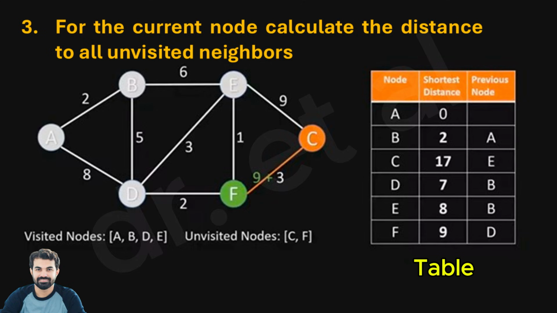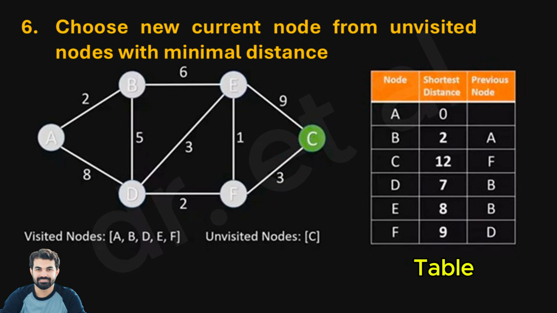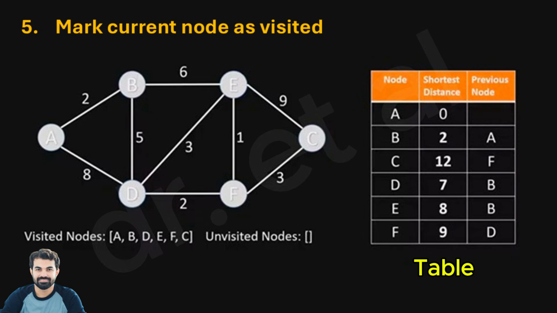If we go through node F, we get a distance of 12 from A to C, which is 9 plus 3. Since 12 is less than the current distance of 17, we update the shortest distance to C to 12 and set the previous node as F. After marking F as visited, we are left with node C. Since C has no unvisited neighbors, we mark C as finished. At this point, we have completed the algorithm and the table is also complete.